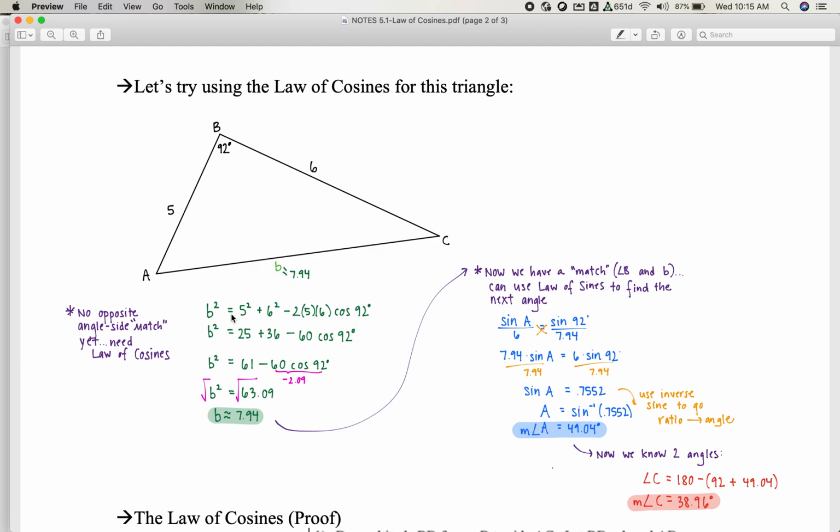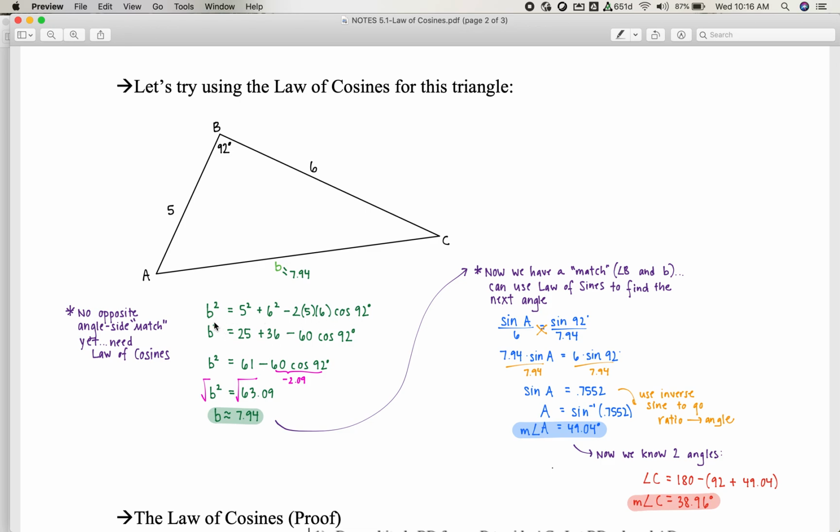I'm going to start with this side and say b squared equals, and then I'll use the other 2 sides squared and added together, subtract, double those same other 2 sides, the 5 and the 6, times the cosine of 92. And again, the 92 corresponds with this b right here that was the side across from that 92. So here's law of cosines.